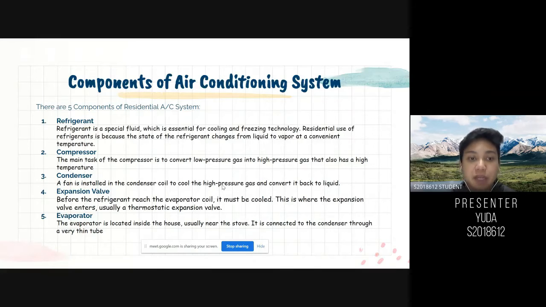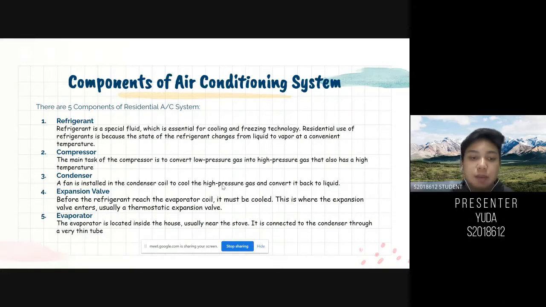The second one is the compressor. The main task of the compressor is to convert low pressure gas into high pressure gas that also has high temperature. The third one is the condenser. A fan is installed in the condenser coil to cool the high pressure gas and convert it back to liquid.